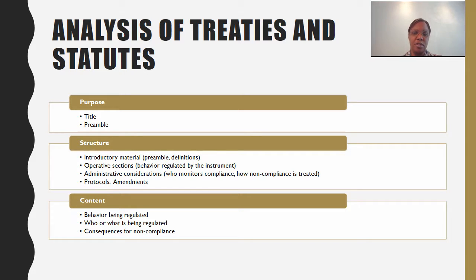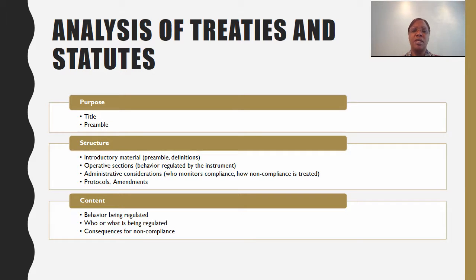But in the case of treaties, which are so much a part of international law, it's always important to understand that the purpose is often related to the historical moments prior to the treaty and its founding. And so often there will be a preamble that discusses the prior international law and why this particular treaty is necessary.